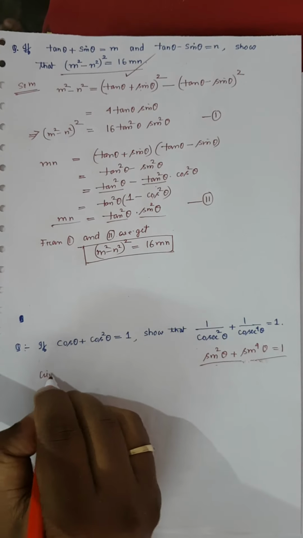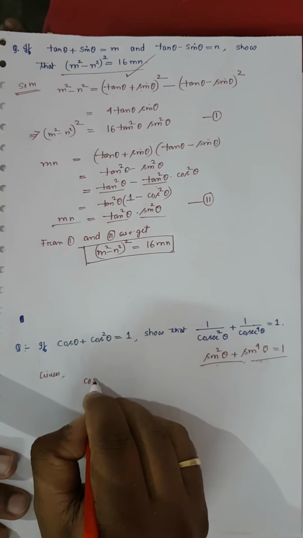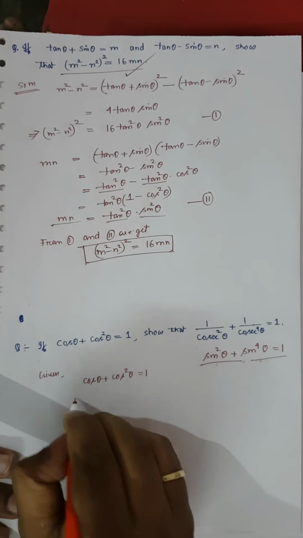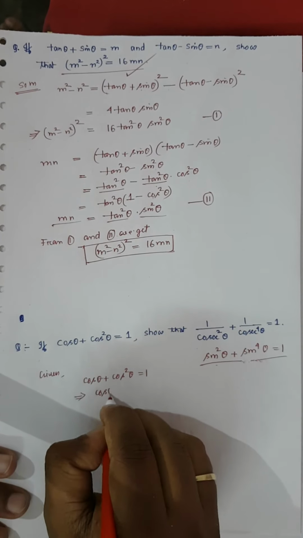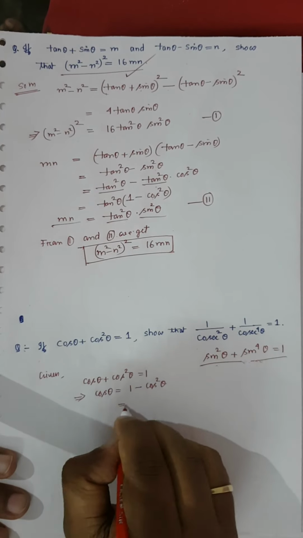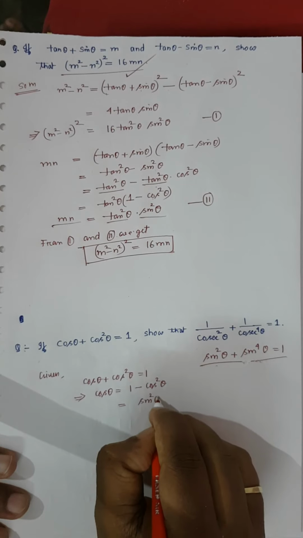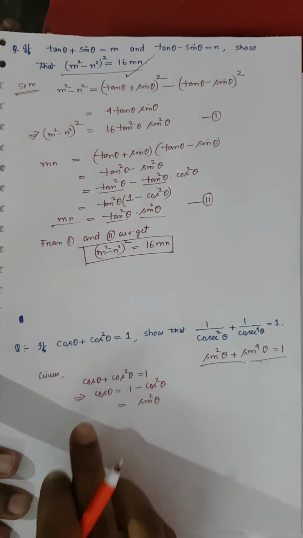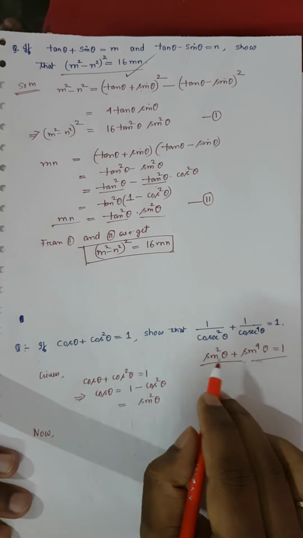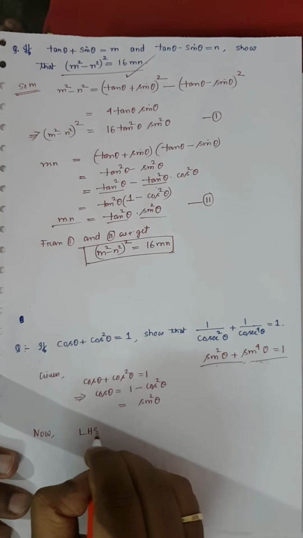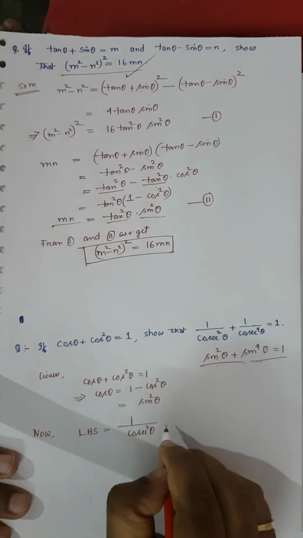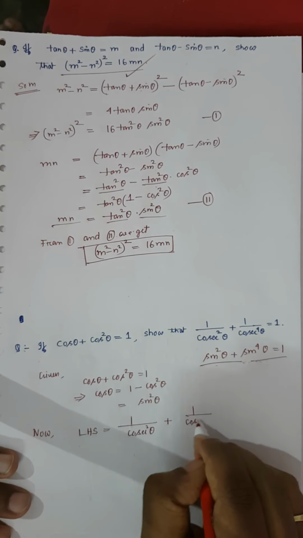So given that cos theta plus cos square theta is equal to 1, therefore I am getting cos theta is equal to 1 minus cos square theta. This is what? This is sin square theta. So I can replace cos theta by sin square theta. Now this is your LHS: 1 by cosec square theta, similarly 1 by cosec to the power 4 theta.